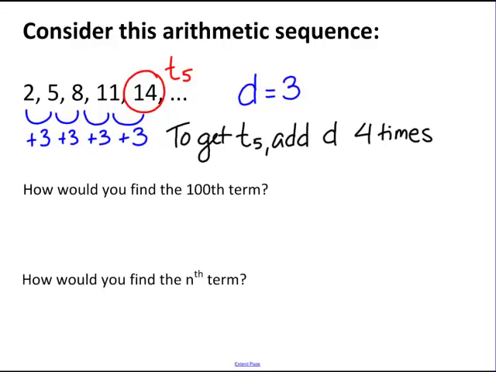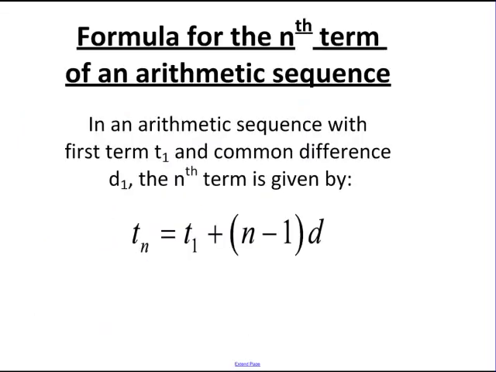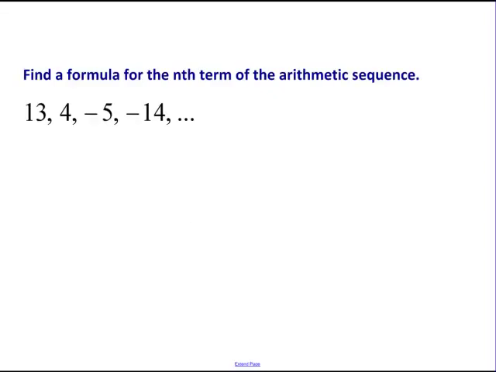And we can use that to find terms that you wouldn't want to find by writing out all of the possibilities. So we can continue this pattern for the 100th term. If you wanted to find the 100th term, you would simply add the common difference 99 times. It's 99 because you don't need to add anything to get to the first term. You already start there. So everything after the first term you have to add to get to it. And of course, this isn't just true for the 5th term or the 100th term, but it's true for any term. If you want to find the nth term, you add d, n minus 1 times. So here's the formula that we've come up with. In order to find the nth term, that's t sub n, you start with the first term, and you add d, n minus 1 times.